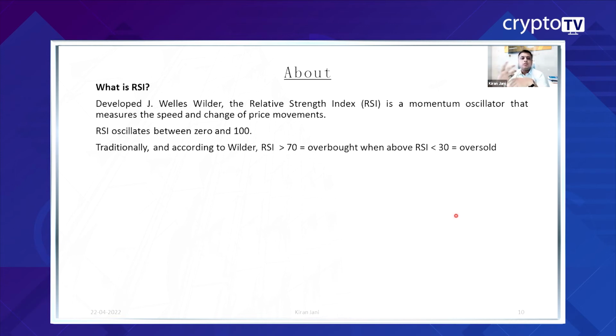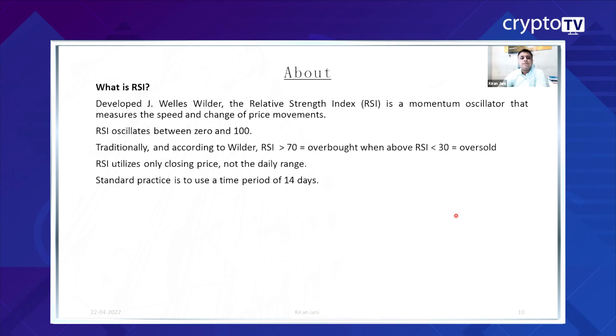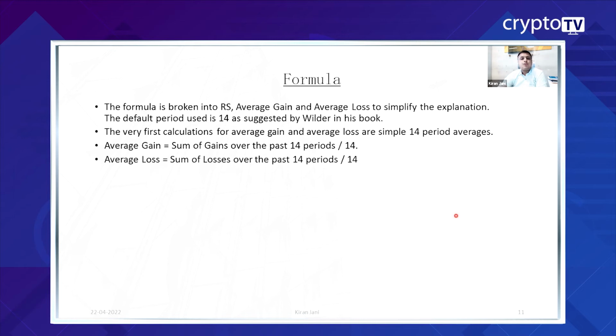So this is how Welles Wilder gave the definition of the RSI. The standard period of the RSI is 14 days, so RSI requires 14 days of data, or 14 points, to develop. This is the formula. Again, you have nothing to do with the formula. All websites are giving you the RSI.